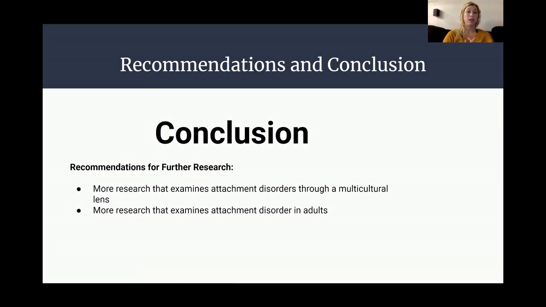And our main takeaway and recommendations are that attachment disorders and attachment theory, basically, we just need a lot more research. More research for the multicultural lens and especially the disorder in adults, because a lot of the studies were done on children and the implications for them and their growth over time. But even those research articles said that not enough research is done. So those are our recommendations, and that was our presentation.